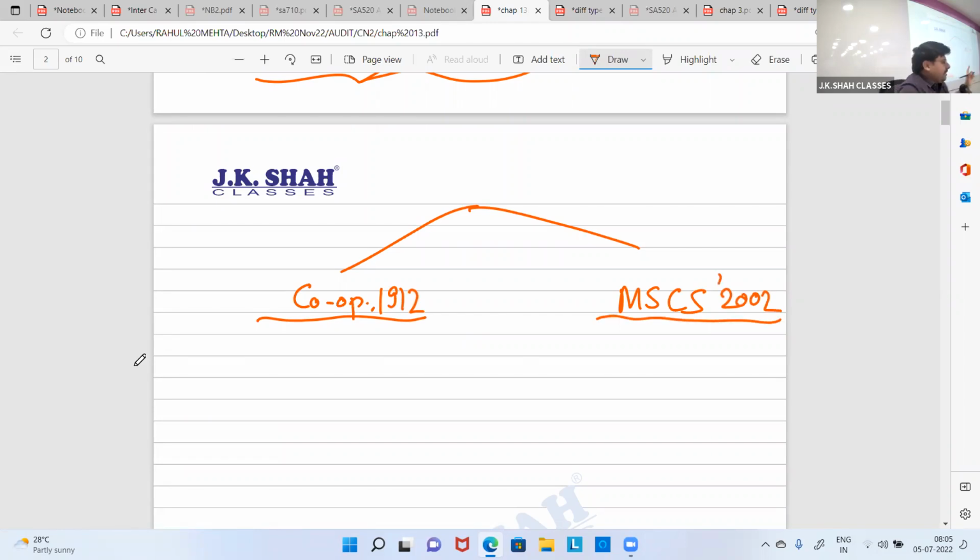What is on the left hand side? Cooperative society. Now, when you talk about the audit of a cooperative society, which type of audit is it? Is it a statutory audit or a voluntary audit? Statutory audit. It is not a voluntary audit. It is covered as per the provisions of the Cooperative Societies Act 1912.